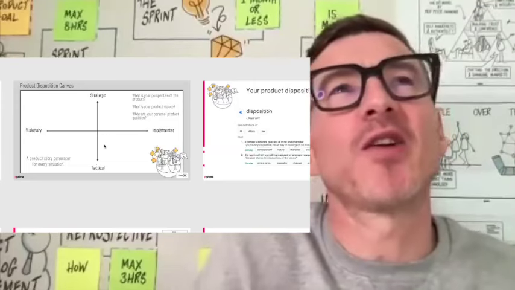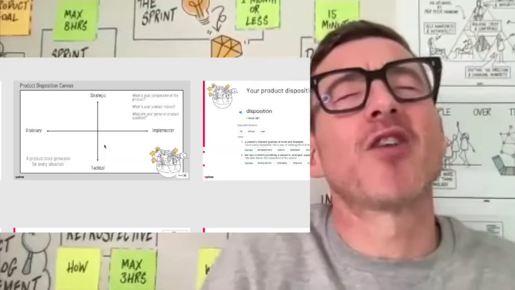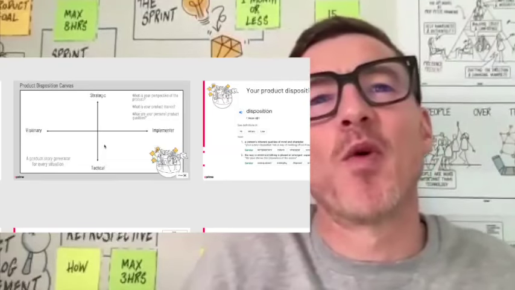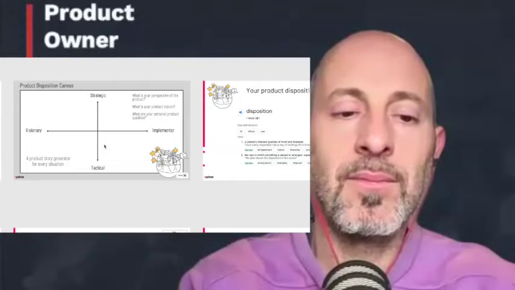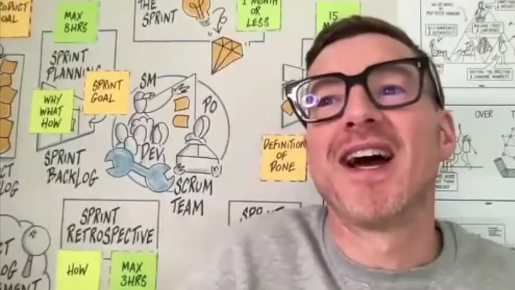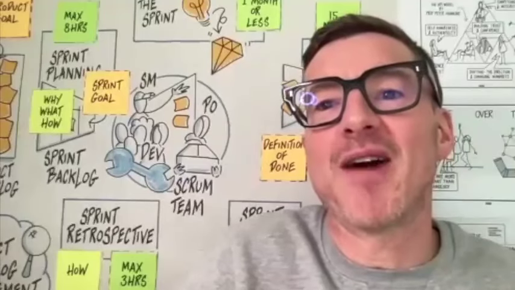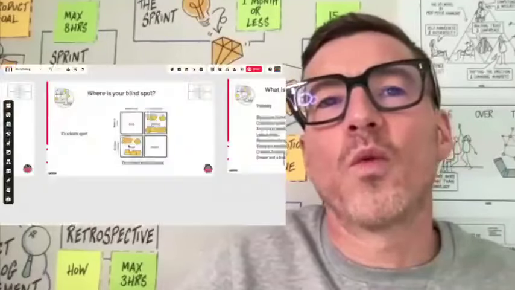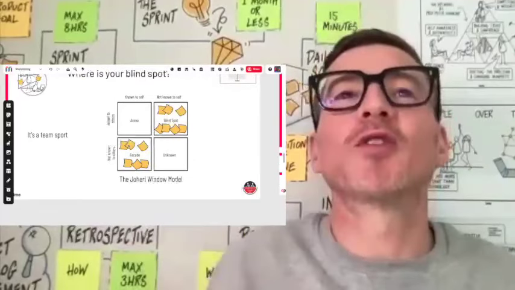And actually, I don't like the word strengths and weaknesses. I'd rather talk about skill attributes and characteristics. But who do you need to contribute to what you need to do? Where are your blind spots? And I always think about the Johari window. Where are the areas that you need support?